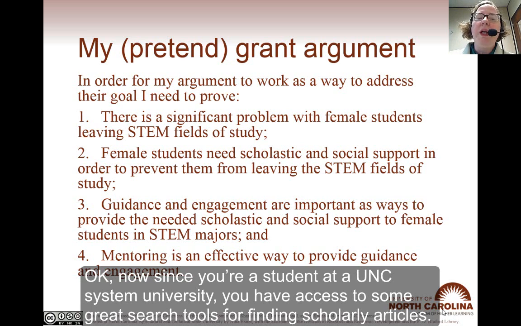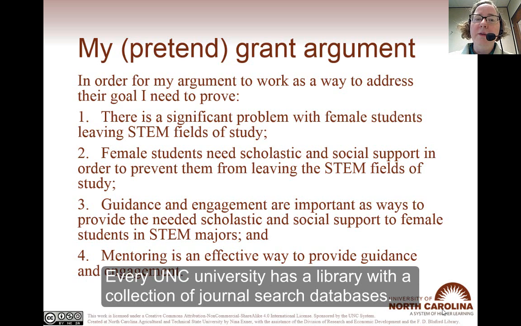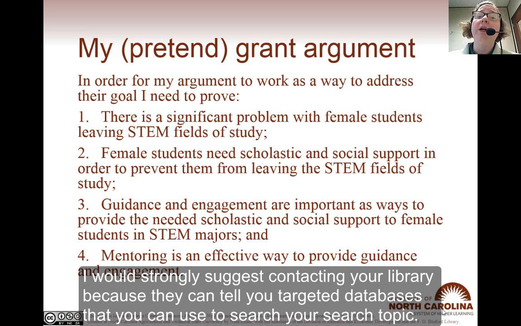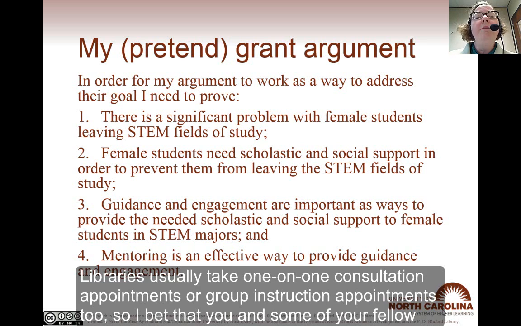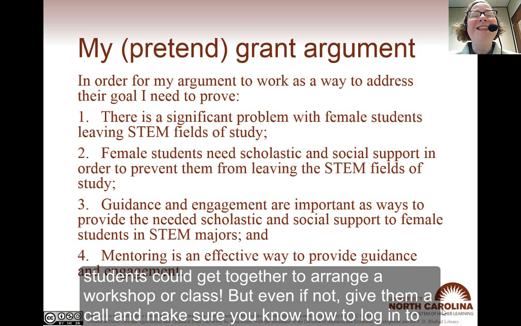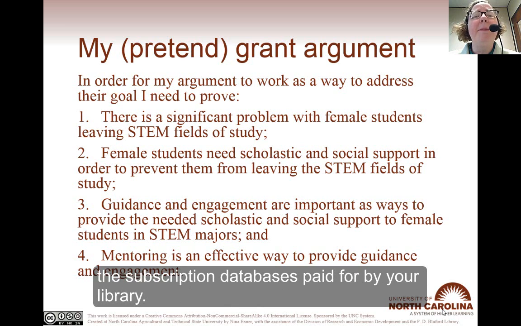Okay, now, since you're a student at a UNC system university, you have access to some great search tools for finding scholarly articles. Every UNC university has a library with a collection of journal search databases. I would strongly suggest contacting your library because they can tell you targeted databases that you can use to search your topic. Libraries usually take one-on-one consultation appointments or group instruction appointments too. So I bet you and some of your fellow students could get together to arrange a workshop or class. But even if not, give them a call and make sure you know how to log in to the subscription databases paid for by your library.